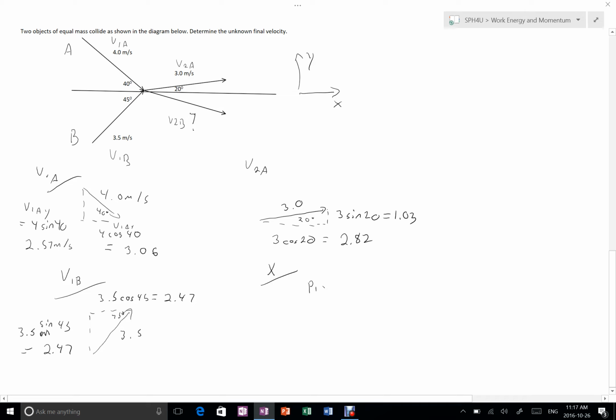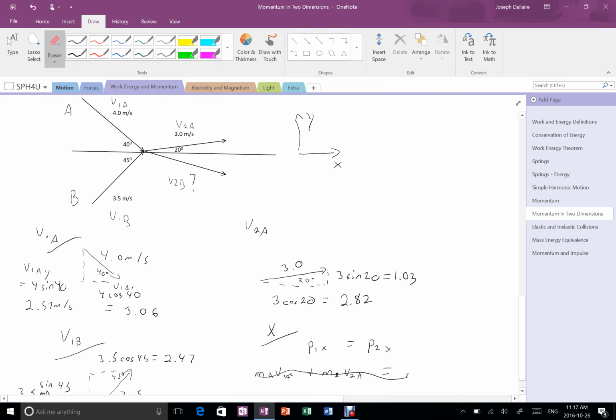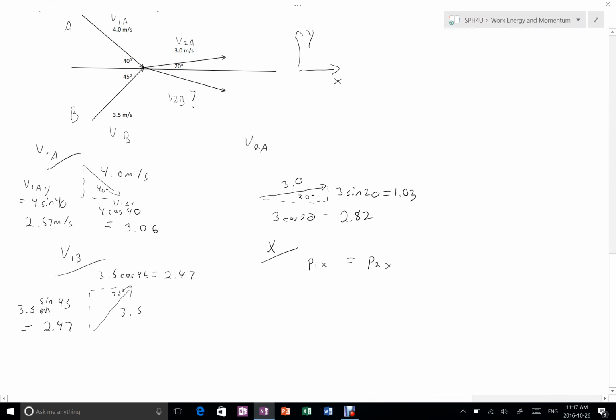So my initial momentum in the x direction is equal to my final momentum in the x direction. So m1 v1x plus m2... oh, sorry. mA v1A plus m2 v2A is going to be equal to... see, I'm screwing this up. Let me try that all again. I'm going to get my eraser out here. All right, let's try that again.